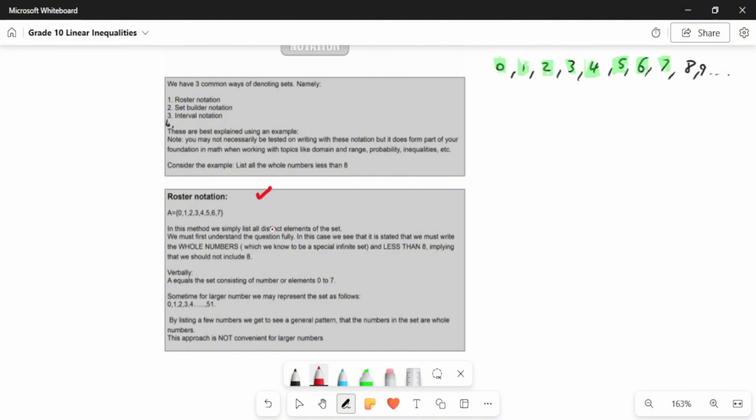So therefore, we use something else called set builder notation, which is our second way of representing sets. So let's move over to that part.